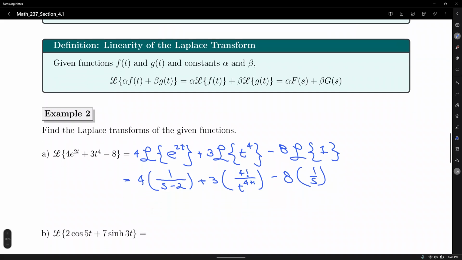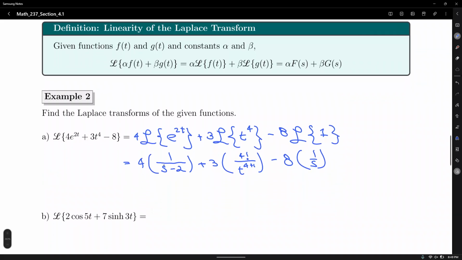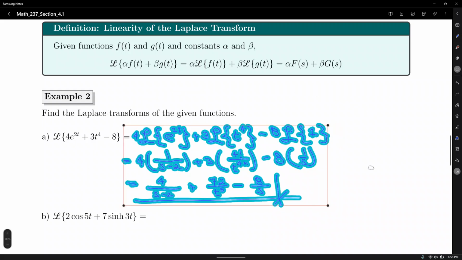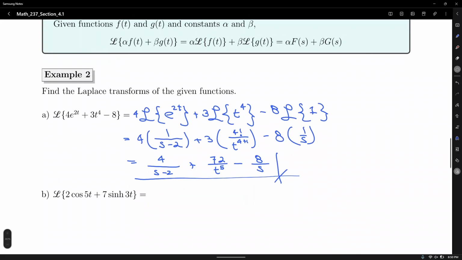Okay, so let's just simplify and multiply. Here, 4 times 1 equals 4 over s minus 2, plus 3 times 4 factorial. First of all, 4 factorial is 24. 24 times 3 equals 72 divided by s to the 5th power, minus 8 times 1, which is 8 over s. Final answer, right? So that is our final answer to finding the Laplace transform of this combination of functions.